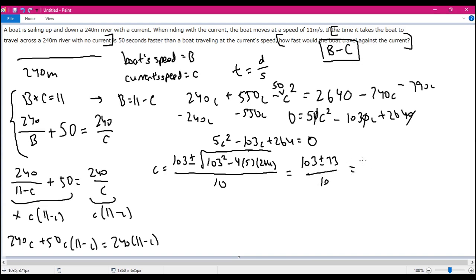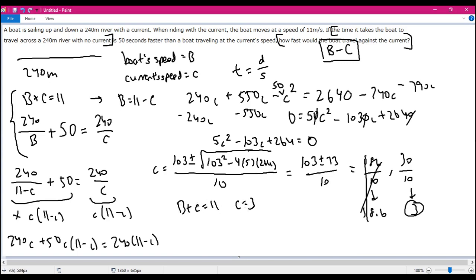That's going to be either 186 over 10 or 30 over 10. This is 18.6 and this is 3. Now if it was 18.6, B has to be negative, and you can't really have a negative speed, so this is not valid. So C must be 3. And if B plus C equals 11, and C is 3, then B must be 8. So our final answer, B minus C, equals 5. 5 meters per second.